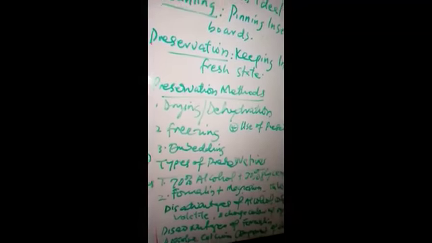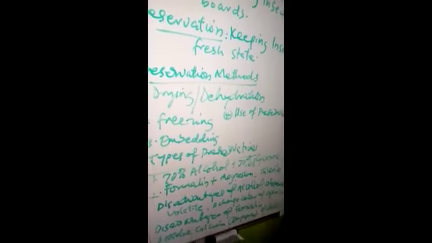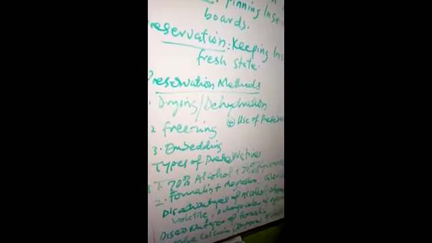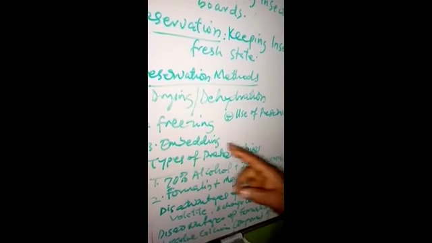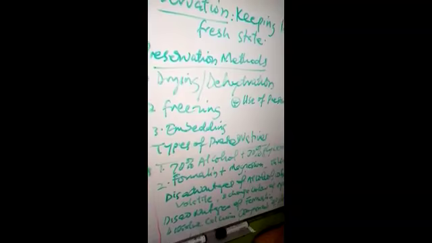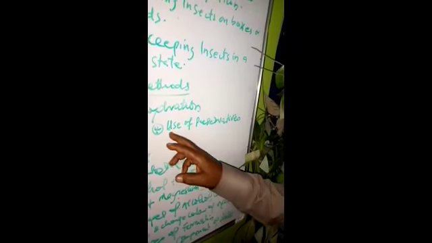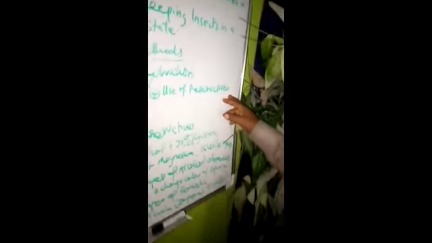We have different preservation methods that we use. Drying or dehydration. This is just to remove water from the body of the insect, because you know the body of every living organism is about 70% water. So if you remove the water, it will not decay, it will remain like that. Drying or dehydration. 2, freezing. Yes, you keep it in the refrigerator and freeze it. 3, embedding. You introduce some chemical to keep it in that condition so that it will not decay. 4, then use of preservatives.